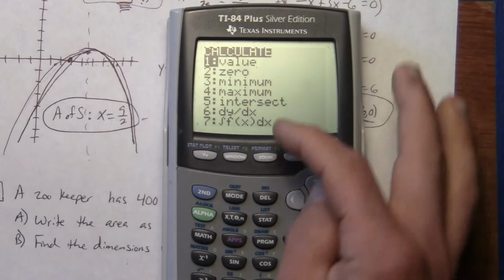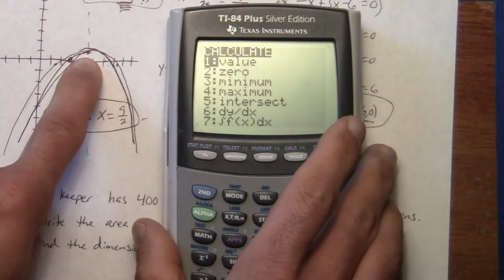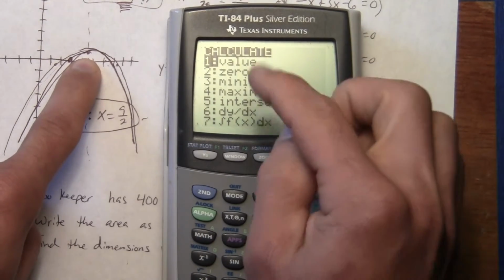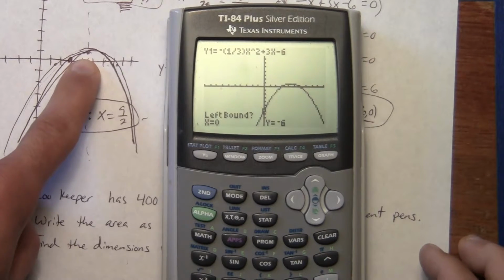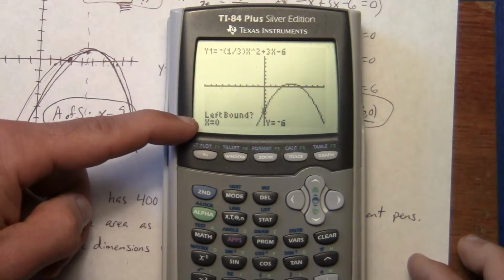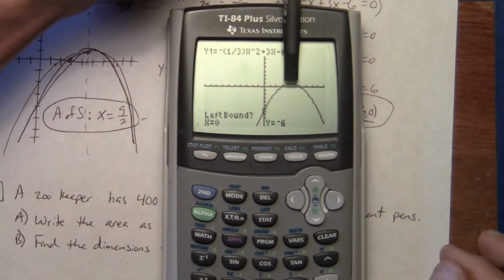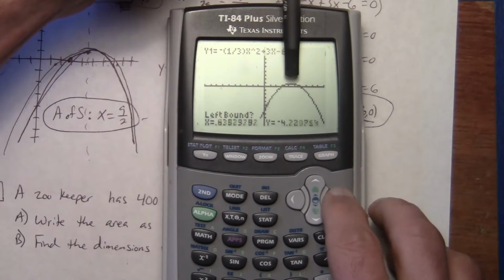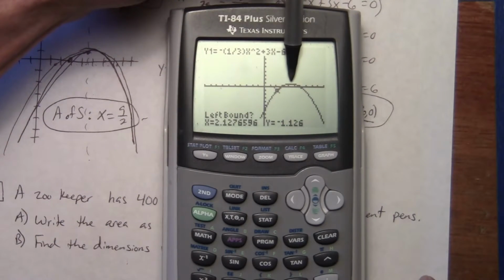I'm looking for the vertex point. It doesn't say anything about vertex point, but like we said, our vertex point is a maximum. So I'm going to pick number 4, maximum. You can either scroll down to number 4 and hit enter, or actually hit number 4 in your calculator. And then notice what it asks you for. It says left bound. It wants you to pick something to the left of that actual vertex point. So you can see the little cursor right here. I'm just going to make sure I'm somewhere to the left of this x value. Doesn't matter where. And then I'm going to hit enter.